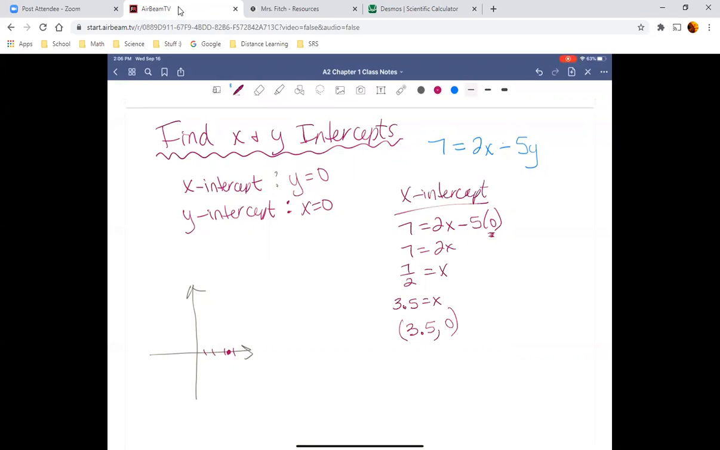So then you have to do one more, and guess what that one's for? For the y-intercept, right? So if I want to find the y-intercept, what am I going to do? Put 0 in for x. 2 times 0 minus 5y. So what am I going to get? 7 equals negative 5y. Yep. So negative 7/5 equals y.